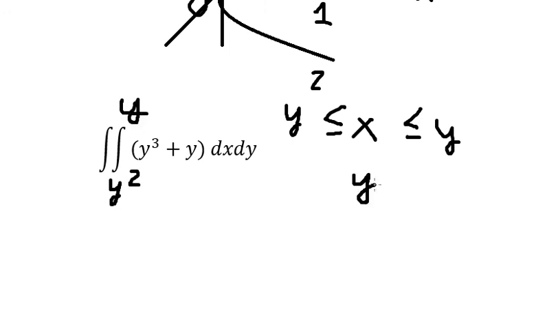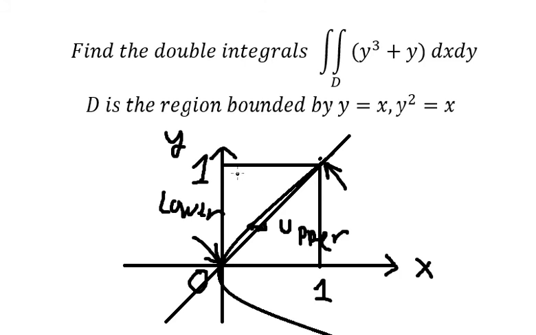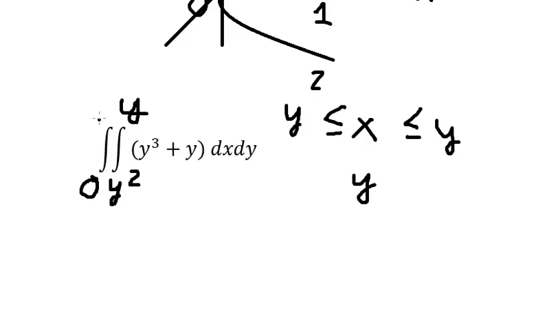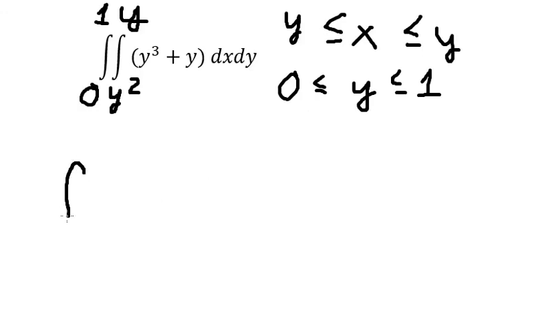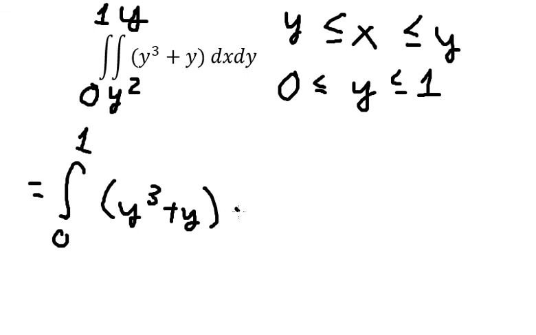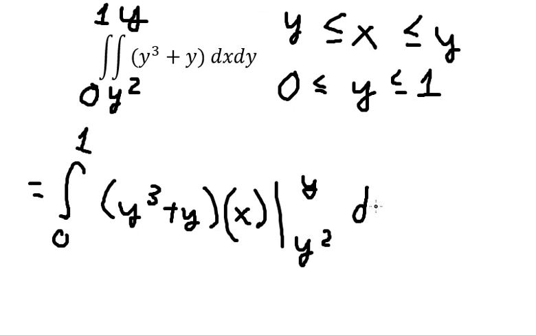Now let's go for y. We see that y is this area in here. We see they start from 0 and they stop at 1. So we have the bounds of y from 0 to 1. And now we need to calculate this one. So we just have only the x, the integration of the x. And we put the bounds from y squared to y. So we put y going here, y squared going here.